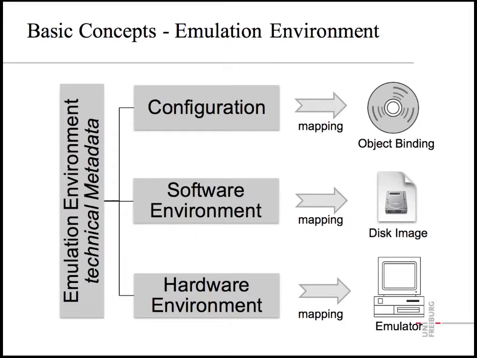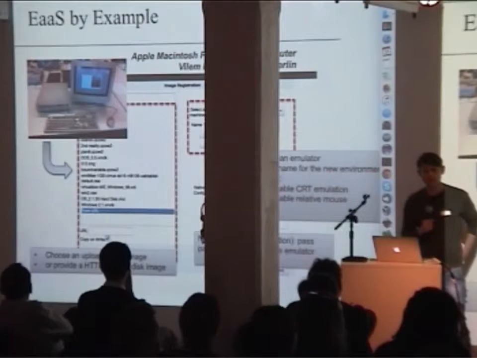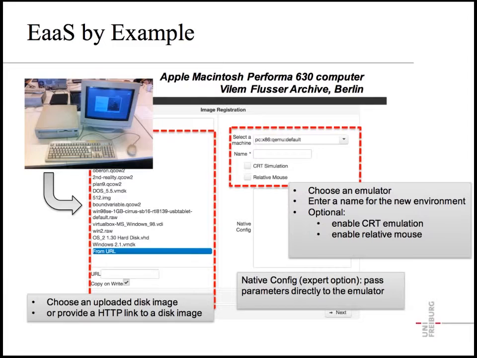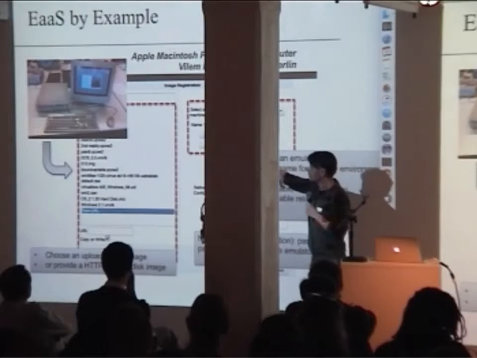So to make this a bit more colorful, you already saw the most fun examples by Dragan, so I stick with the slides. I show you how emulation as a service works at the back end, how to use the workflows and how to use our software. This is the example Baruch and the guys from the Flusser Archive showed you yesterday. This is a handy photo from this computer, this Flusser machine.